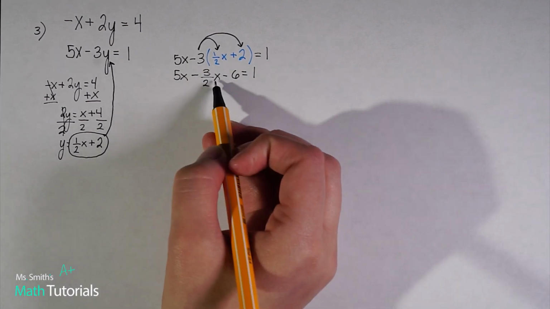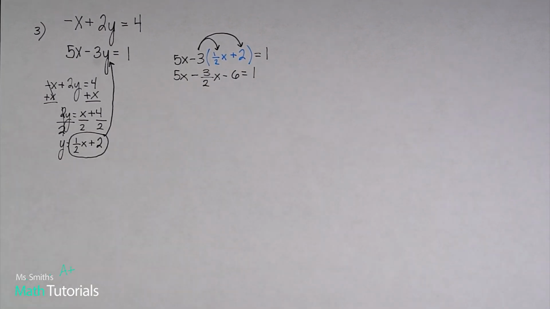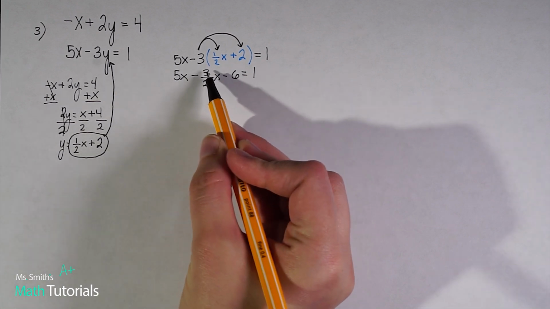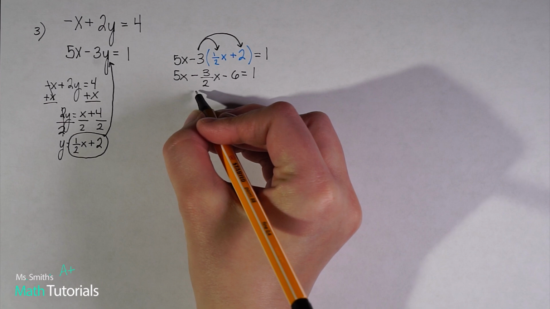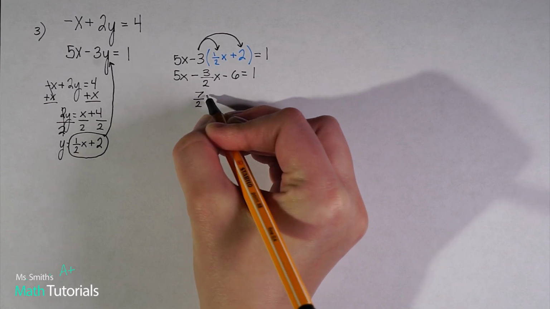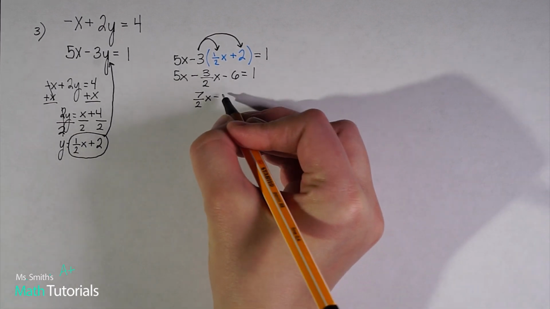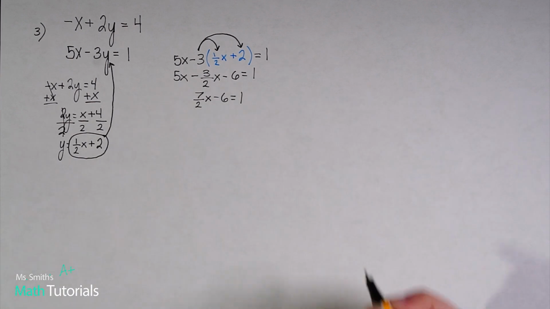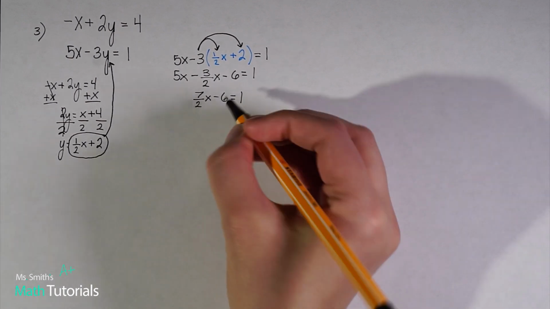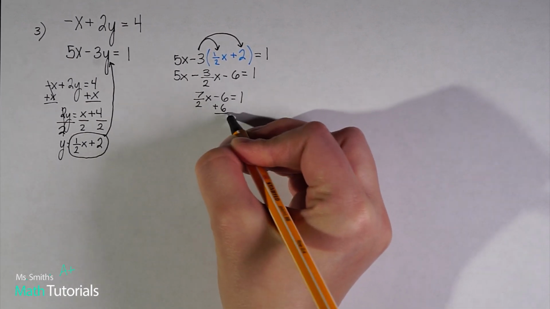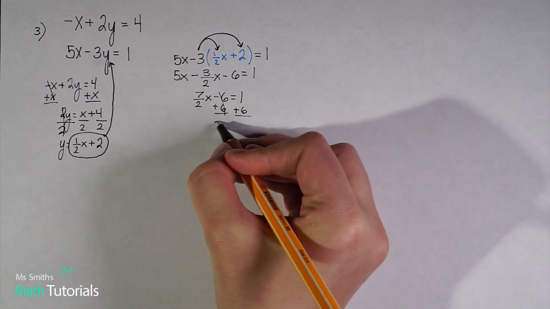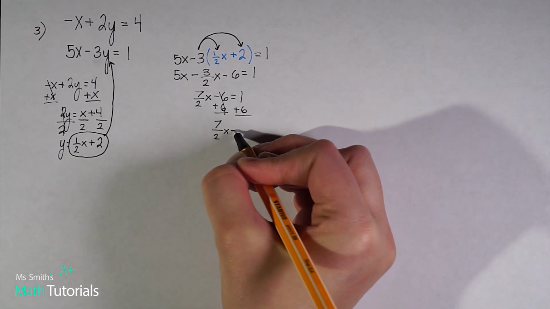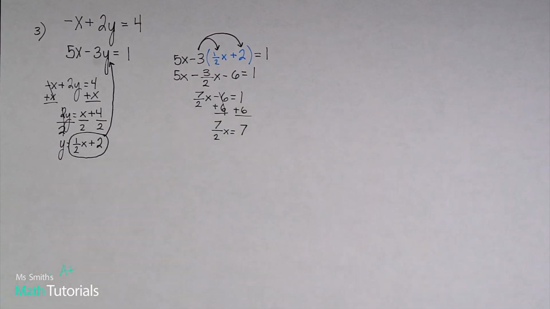All right, so I've got some like terms that I need to combine here. So 5x minus 3 over 2x is going to give me 7 over 2x. Bring down my -6 equals 1. My goal is to get x alone, so I'm going to add 6 to both sides. And I get 7 over 2x equals 7.